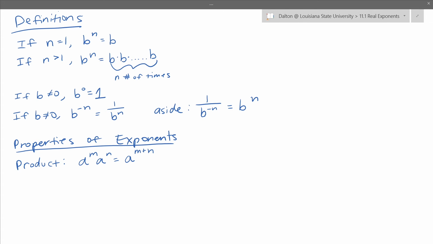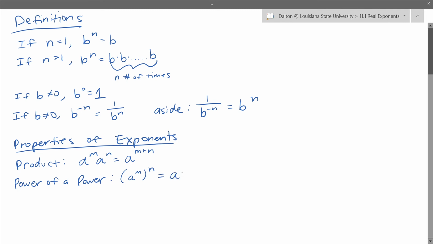We also have the power of a power. In this scenario, it is exactly what it says it is. You take a to the m power, in parentheses, and raise that expression to the n power. So we have a power n of a power a to the m. To simplify, this is the same thing as a to the m times n power. You multiply those exponents.